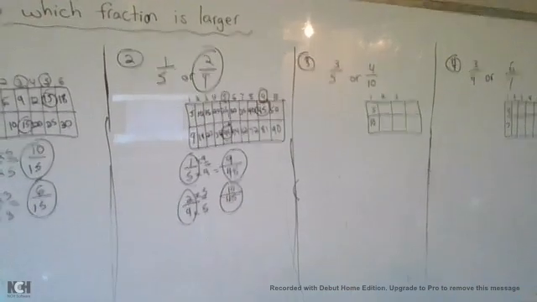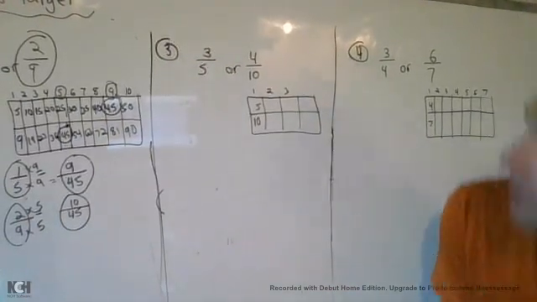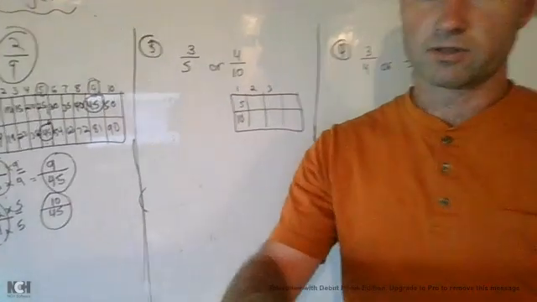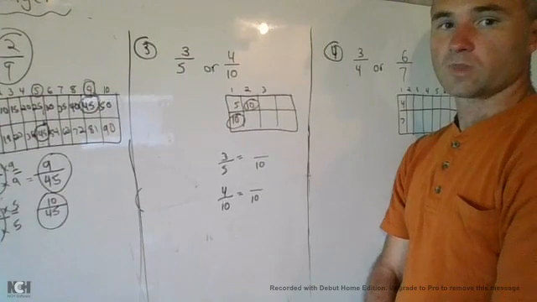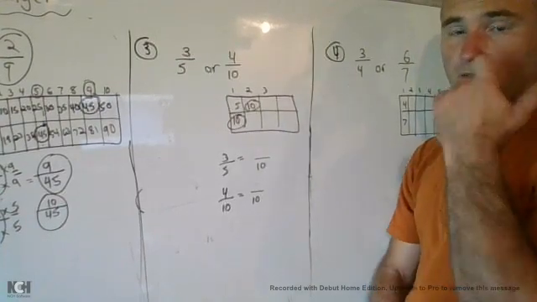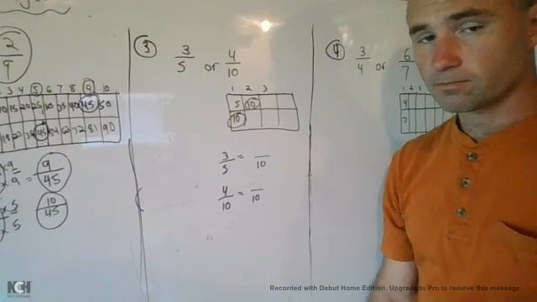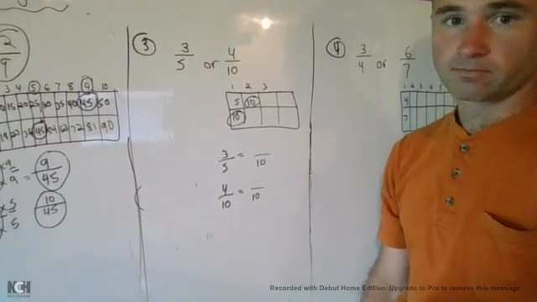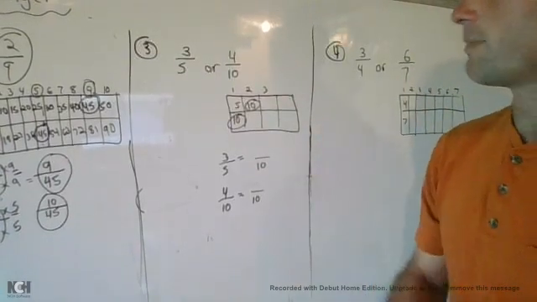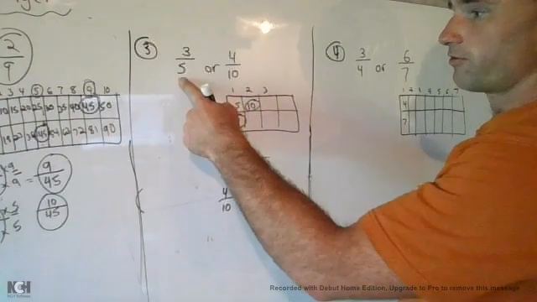Number 3, 3/5 or 4/10. Hit the pause button to solve this one, to see which one's larger. Do that now, please. Okay, so you might have come up with a different denominator than me. That's okay. You're still going to come up with the right fraction. I found the denominator to be 10, which means I only needed to change the 3/5.